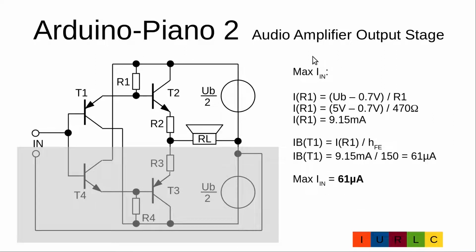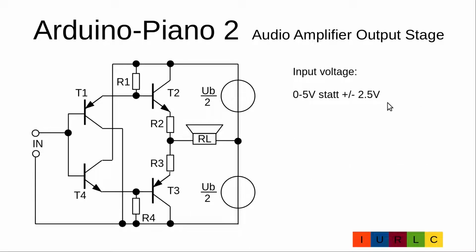Now we calculate the maximum input current. The maximum input current is the maximum current in the emitter divided by the amplification of the transistor. We get the maximum emitter current when the base is on the negative supply line. So we have 5 volt minus 0.7 volt divided by the 470 ohm resistor, and we get 9.15 milliamp in the emitter divided by the amplification, and we get 61 microamp into the base.